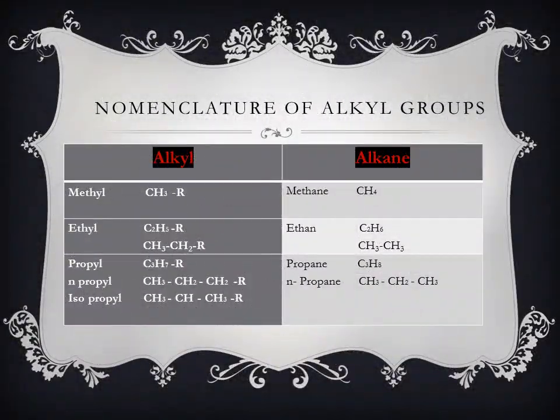As you see in this table, it contains the alkane and alkyl molecules. See there at alkane: methane, it's CH4, and when it changes to alkyl, its name changes to methyl and becomes CH3-R, and so on with ethane, propane and n-propane.